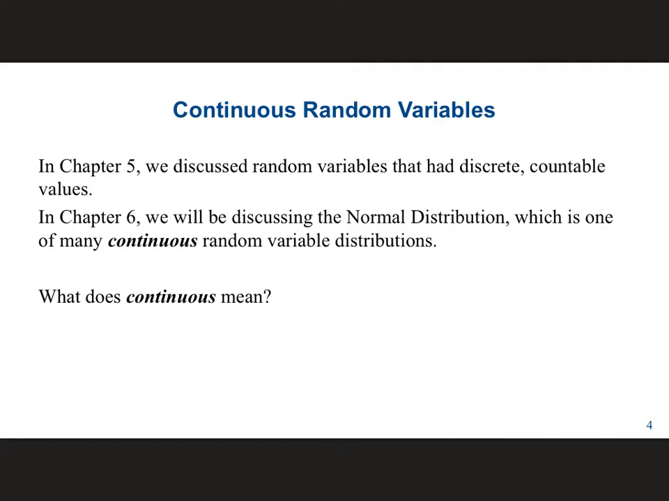In Chapter 5, we did discuss random variables that had discrete countable values. And in Chapter 6, we're going to be discussing the normal distribution, which is one of many continuous random variable distributions. So when you're thinking about continuous, remember that means infinitely many values.